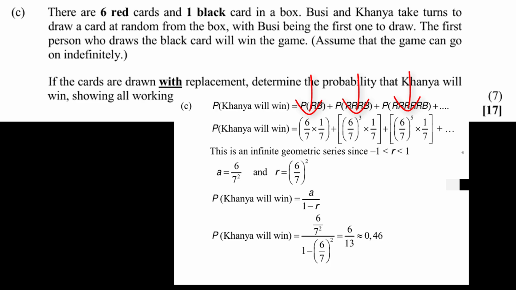You can see that this is an infinite geometric series where a is equal to 6 over 7 times 1 over 7 and r is equal to 6 over 7 squared. So we plug into the formula for an infinite geometric series, and the probability that Kanya wins is a over 1 minus r, which is 6 over 7 squared all over 1 minus 6 over 7 squared, which is 6 over 7 squared all over 49 minus 36 over 7 squared, which is 6 over 13, or approximately 0.46.